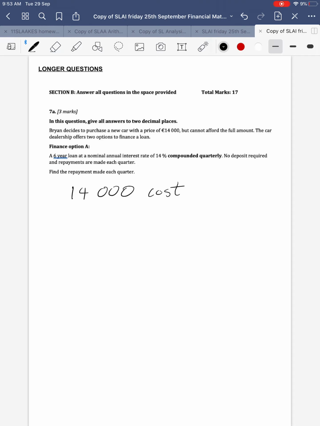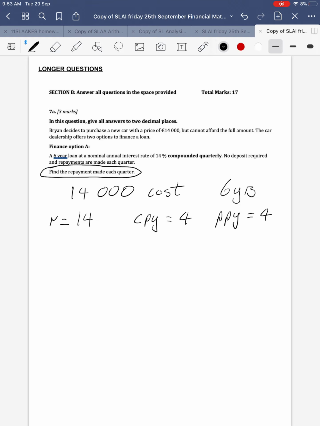Here's finance option A: a 6 year loan. Let's just put 6 years down here. Annual interest rate of 14%, so R equals 14%, compounded quarterly. Compounded per year equals 4 times. No deposit required, and repayments are made each quarter, so payments per year equals 4 times a year. Alright, so this sounds like find the repayment made each quarter.